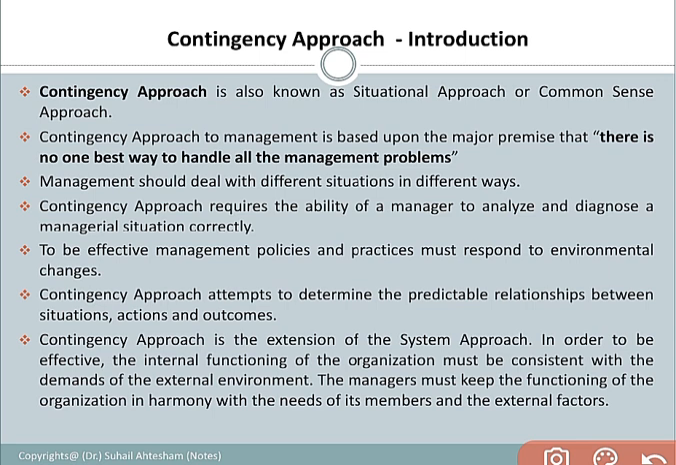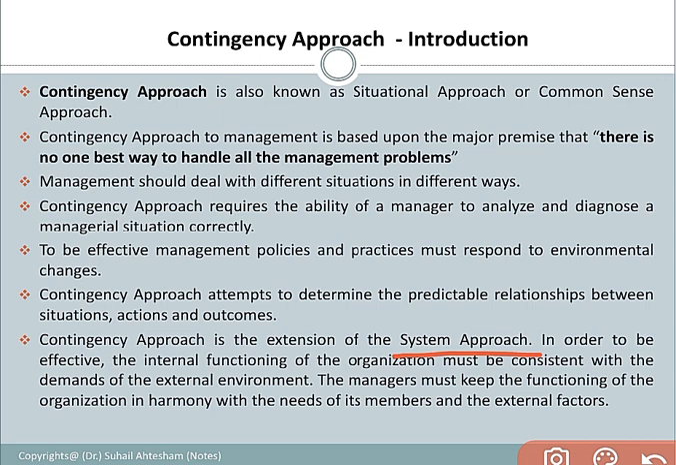Contingency approach is the extension of the system approach. In my previous lecture, lecture number 16, we discussed the system approach. We discussed that the complete business is a system, and the subdivisions of the business, meaning the various departments coming under the business, will be the subsystems, and there are further subsystems of the various departments in the organization. So this is all about system and subsystem.